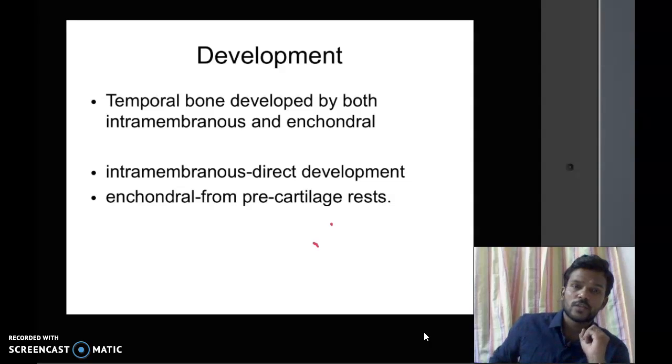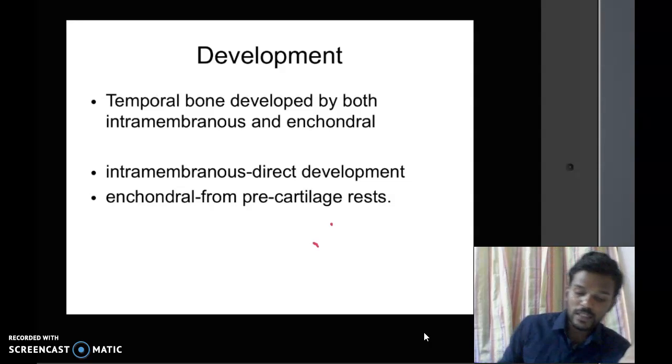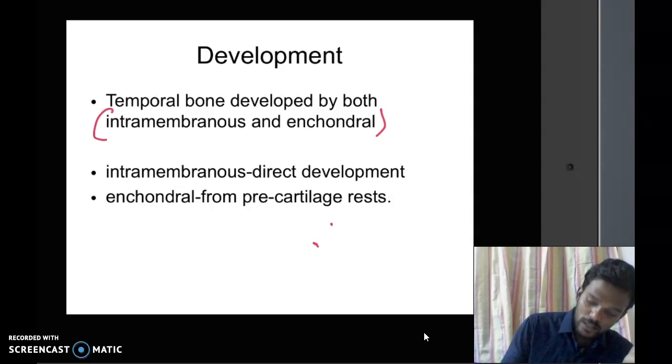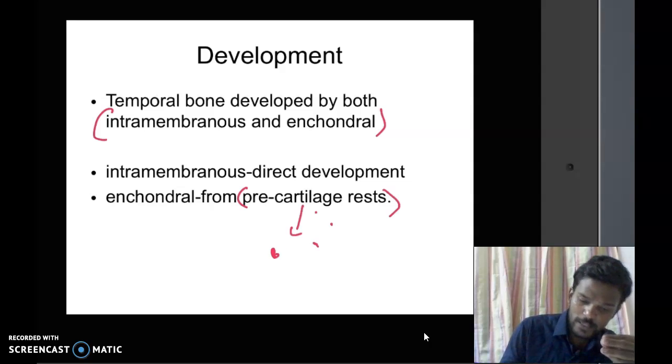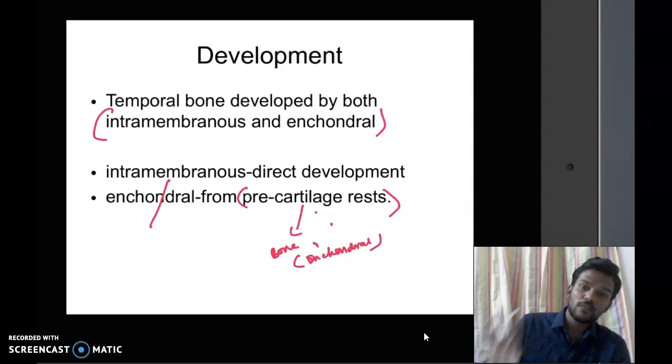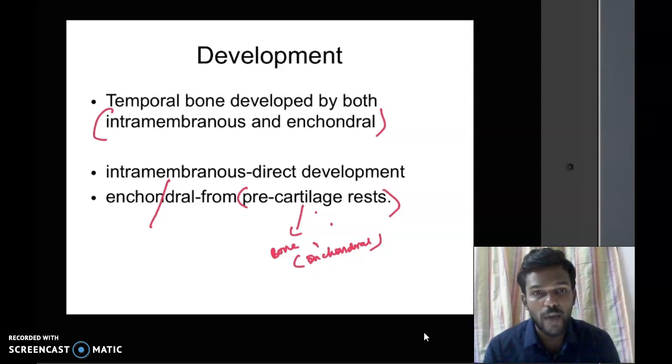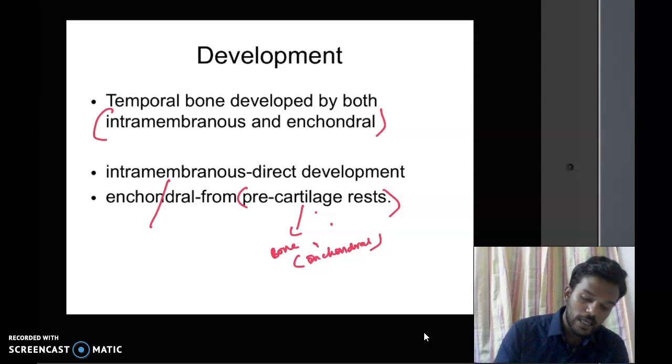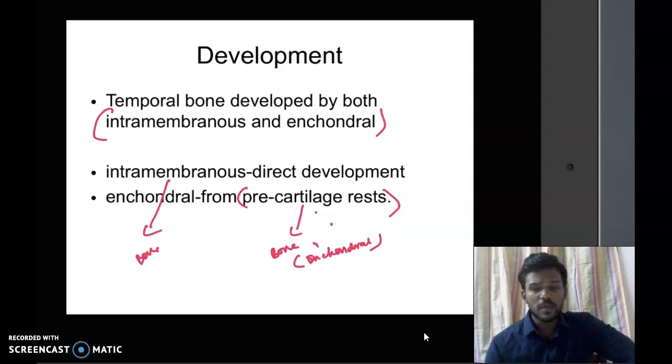So it is simple. So we used to do what our seniors have done previously, right? So similarly, if previously a cartilage rest is formed, from the cartilage rest a bone is formed, that is enchondral ossification. If a bone is directly formed without any precursor, a small membrane will itself form a bone by itself, that is intramembranous ossification. So our temporal bone develops by both these methods.